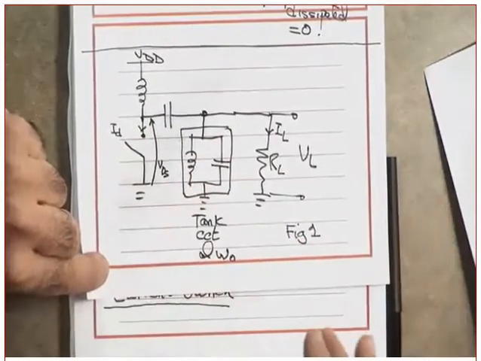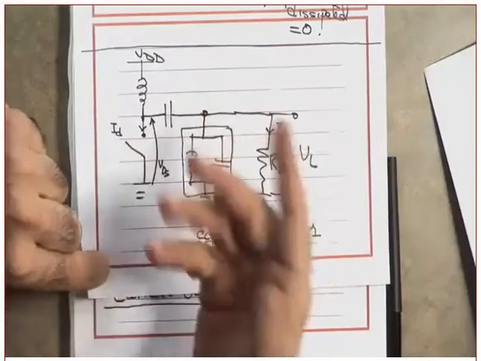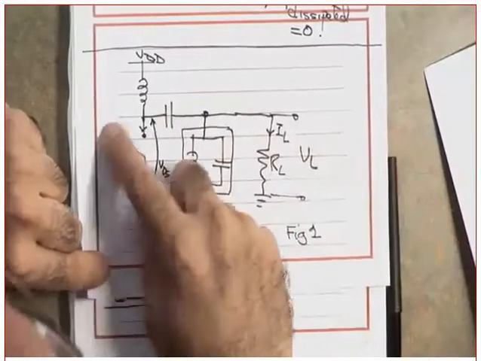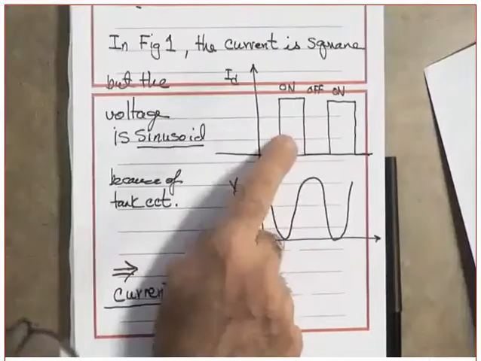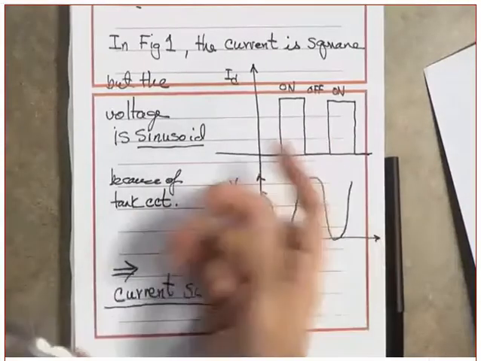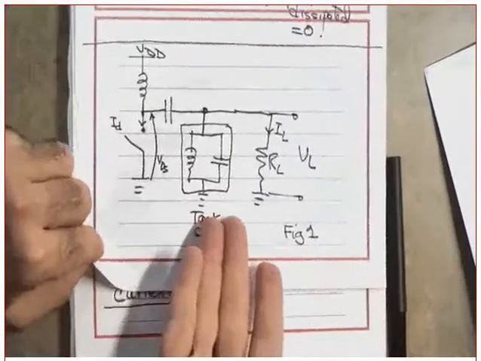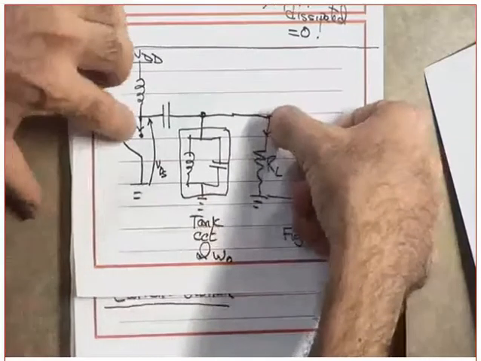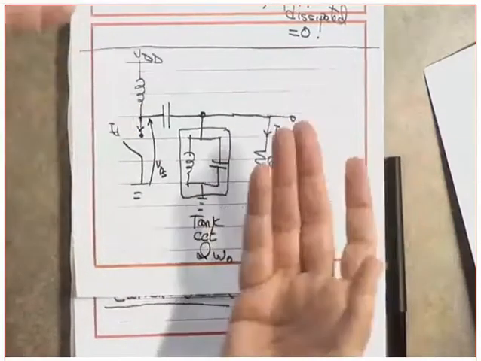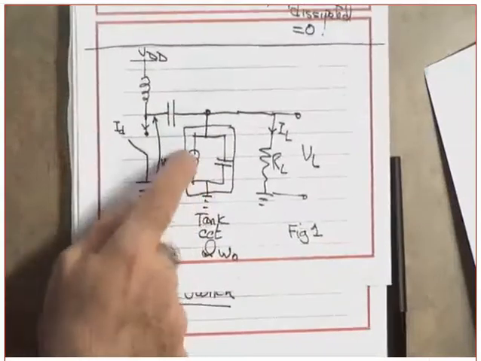When it is off, as I said it backwards, I'm sorry, the current is zero. When it is on, the current is maximum. Yes? That's this one, the current. Yes or no? Okay. But when I say the voltage is a sinusoid, which voltage am I talking about? Both this voltage and that voltage. Why? Because they are equal at the fundamental.